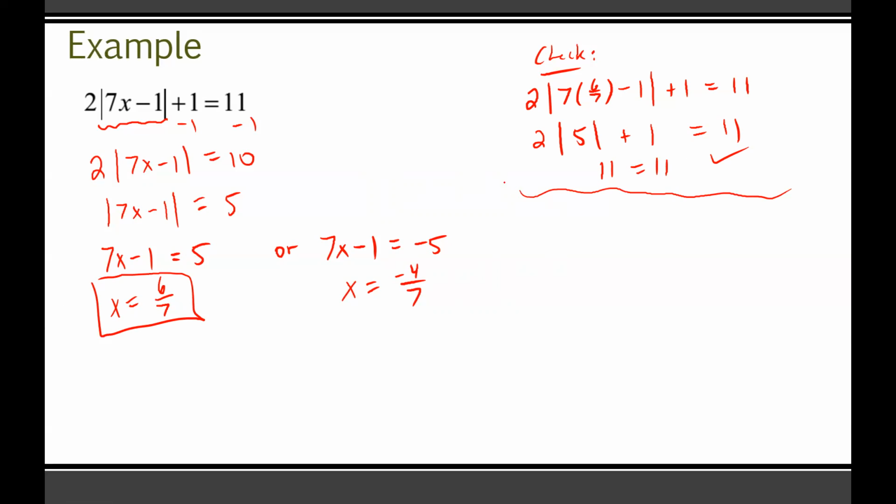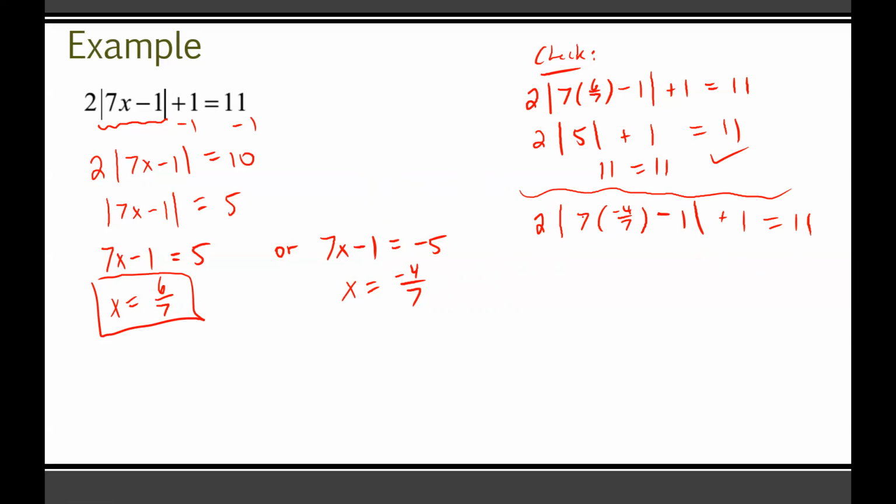Now, we should check another one. We got to check this negative 4 over 7. So here we go. 2 times the absolute value of 7 times negative 4 over 7 minus 1. I almost said plus 1, sorry, minus 1. And then plus 1. We want to see if that equals 11.